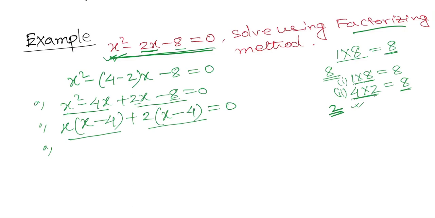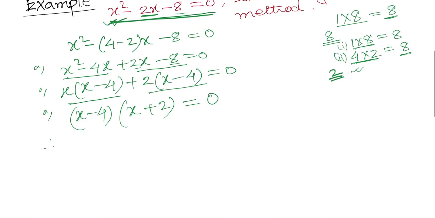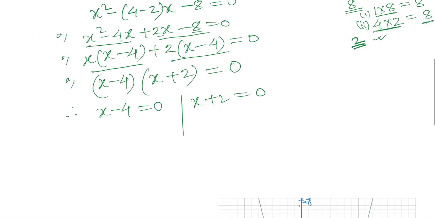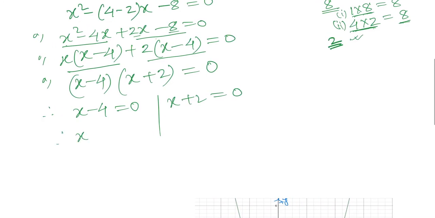Now we see that the common term is x minus 4. So I will take x minus 4 common from both terms. The first term is x and the second term is 2. So now we get two values of x: x minus 4 equals 0 and x plus 2 equals 0. Therefore x equals 4, and here we get x equals minus 2. So we get the two values of x.